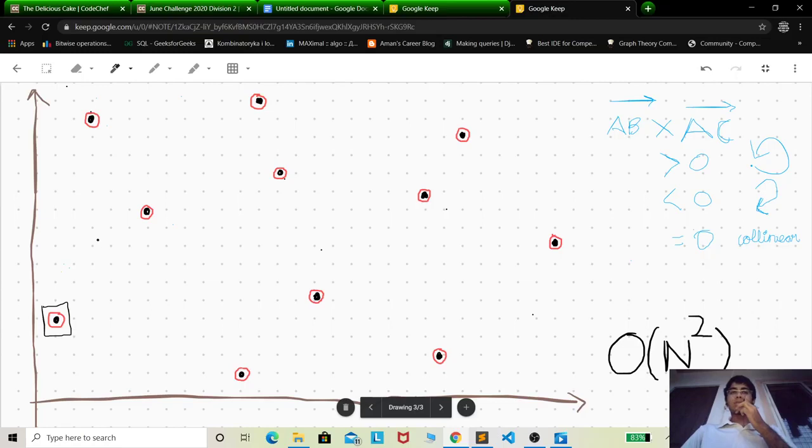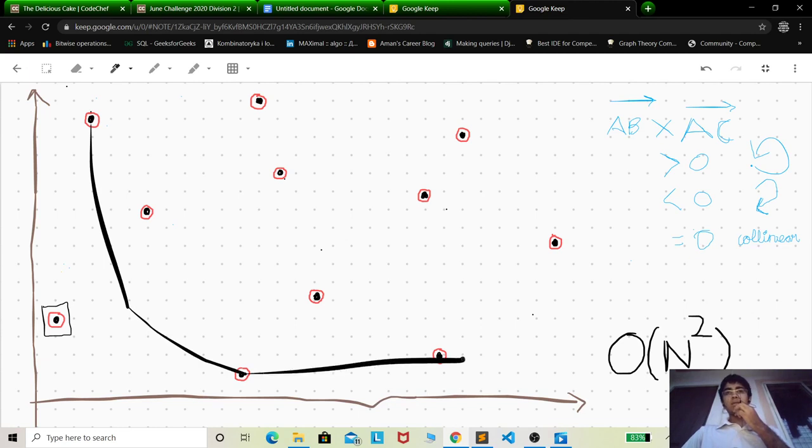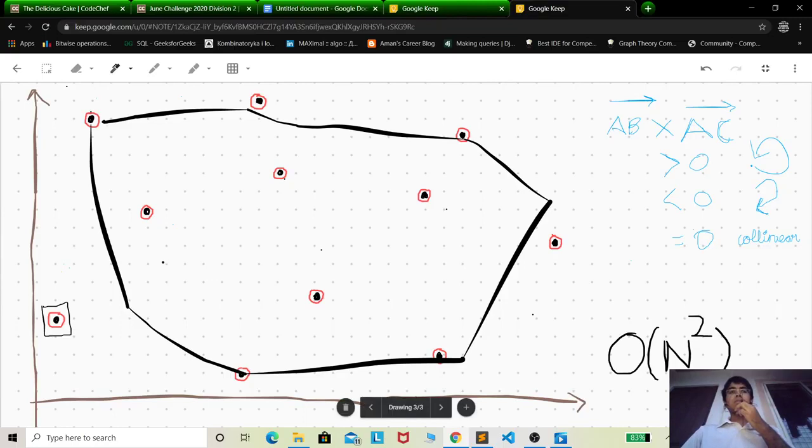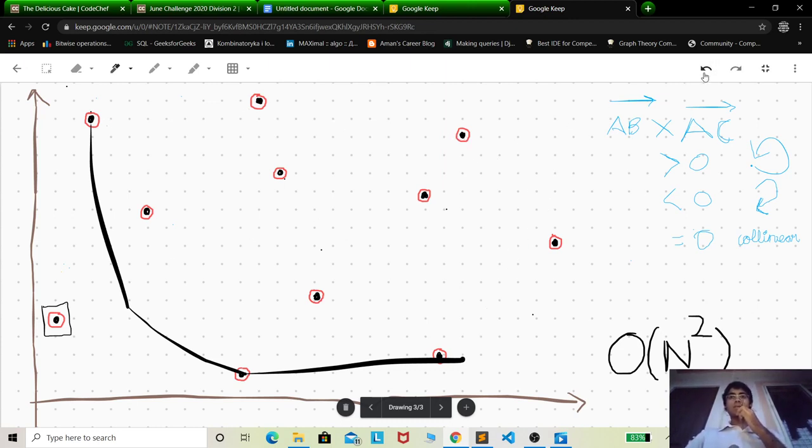Okay, why is that so? If we try to prove by contradiction, suppose we ignore that point and just form the layer without it. So this is the layer, right, without it. What is happening is this layer is not an optimal one because there's one point outside of this layer. That shows that the point with the least x coordinate should always be included. So we have got our first point.